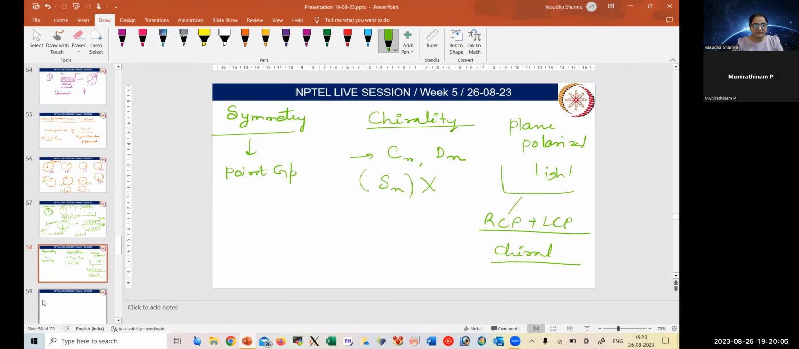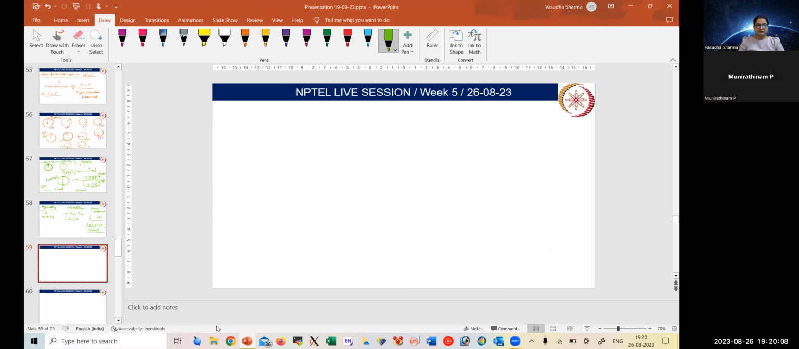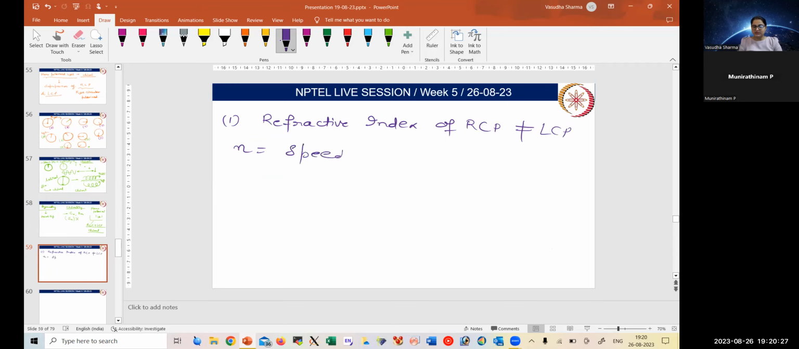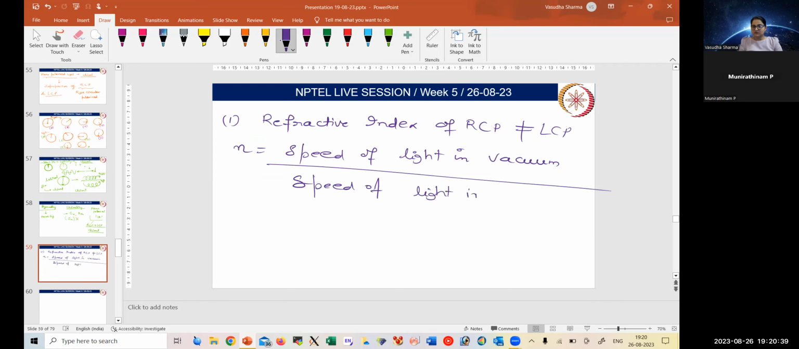Now, last time we talked about what if the refractive index of RCP is not equal to that of LCP. Refractive index is nothing but the ratio of the speed of light in vacuum divided by the speed of light in your medium.